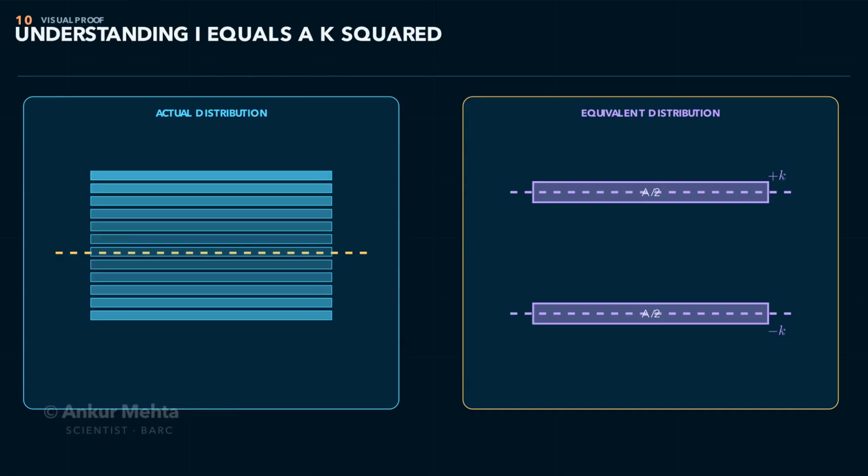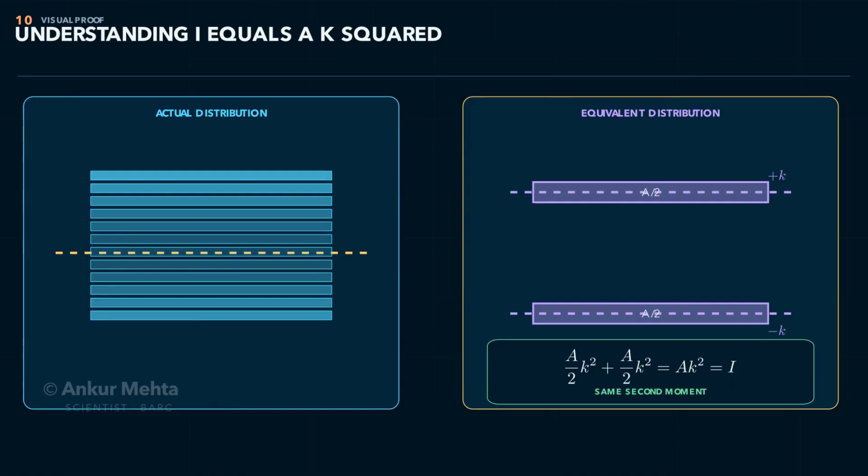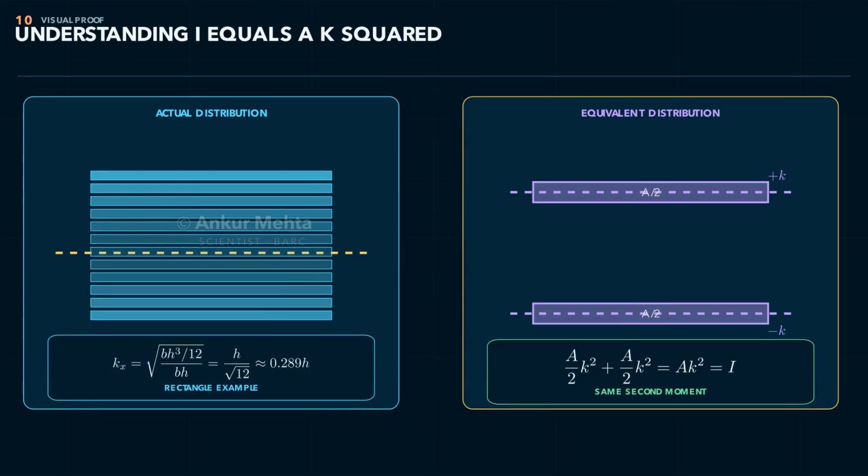For a rectangle about its centroidal horizontal axis, I equals bh cubed over 12 and A equals bh, therefore kx equals h over square root 12. This distance is about 0.289h. It does not mark a physical edge or material layer. It summarizes the complete distribution around the chosen axis.